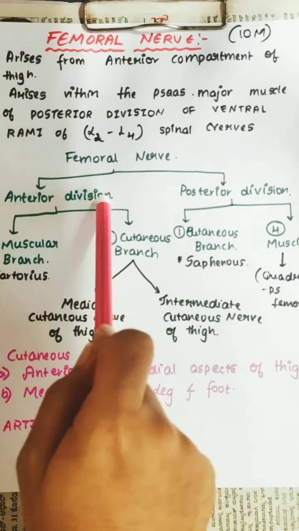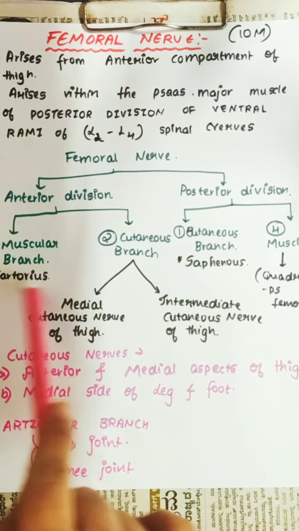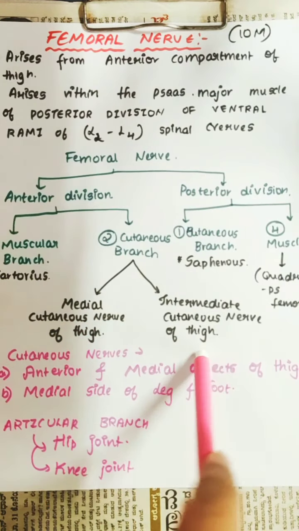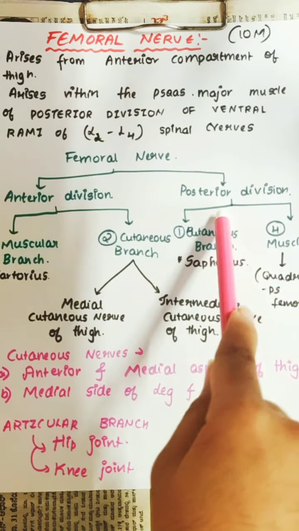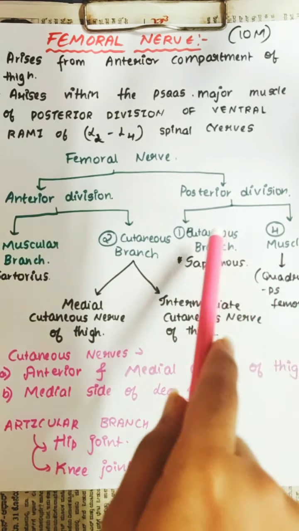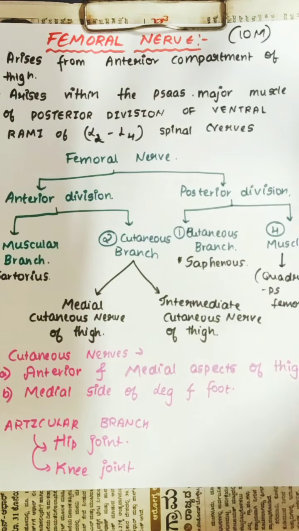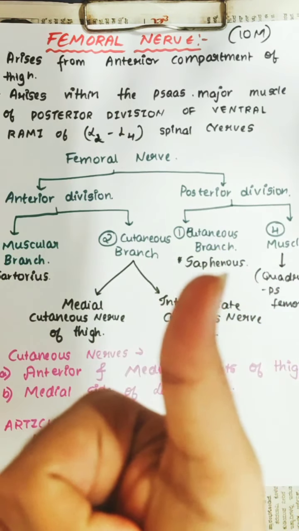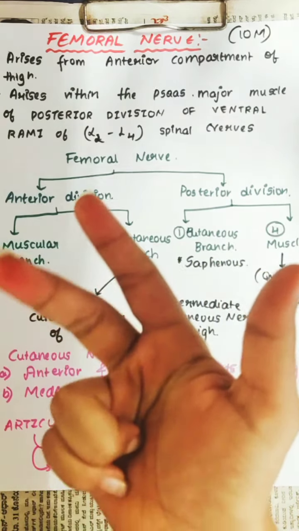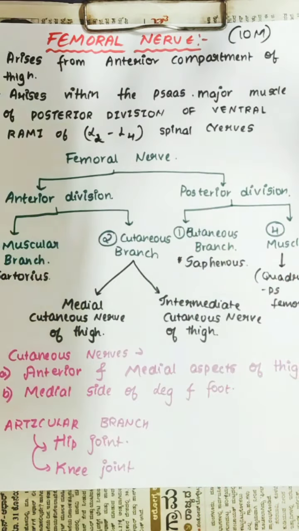Femoral nerve is having two divisions, anterior division and posterior division. Anterior division is further divided into muscular branch, sartorius muscle, and two cutaneous branches, medial cutaneous nerve of thigh and intermediate cutaneous nerve of thigh. Posterior division is giving rise to one cutaneous branch, the saphenous nerve, and four muscles of quadriceps femoris: vastus lateralis, vastus medialis, vastus intermedius and rectus femoris muscle. We'll study this flow chart with the help of a diagram.